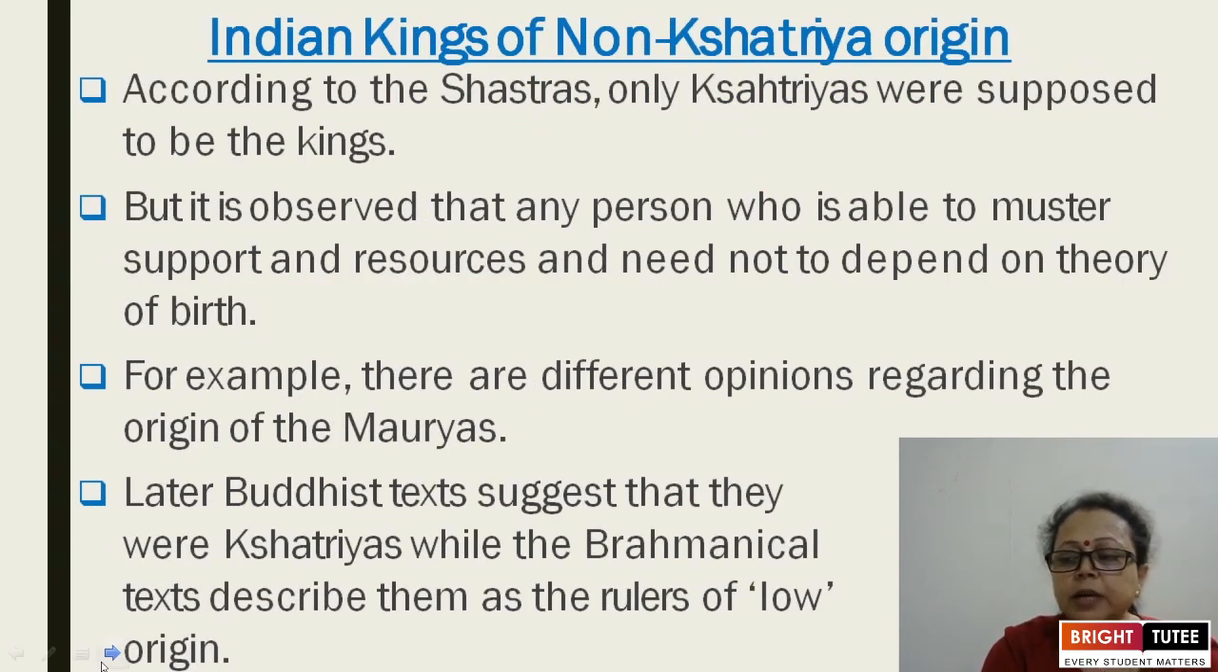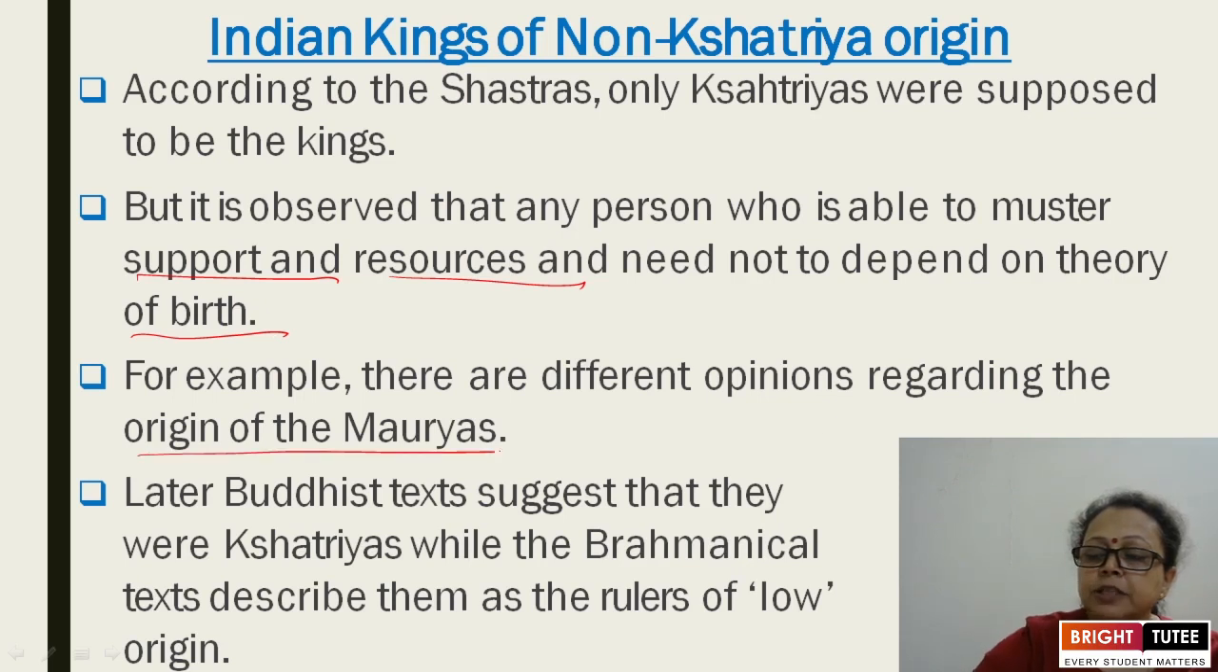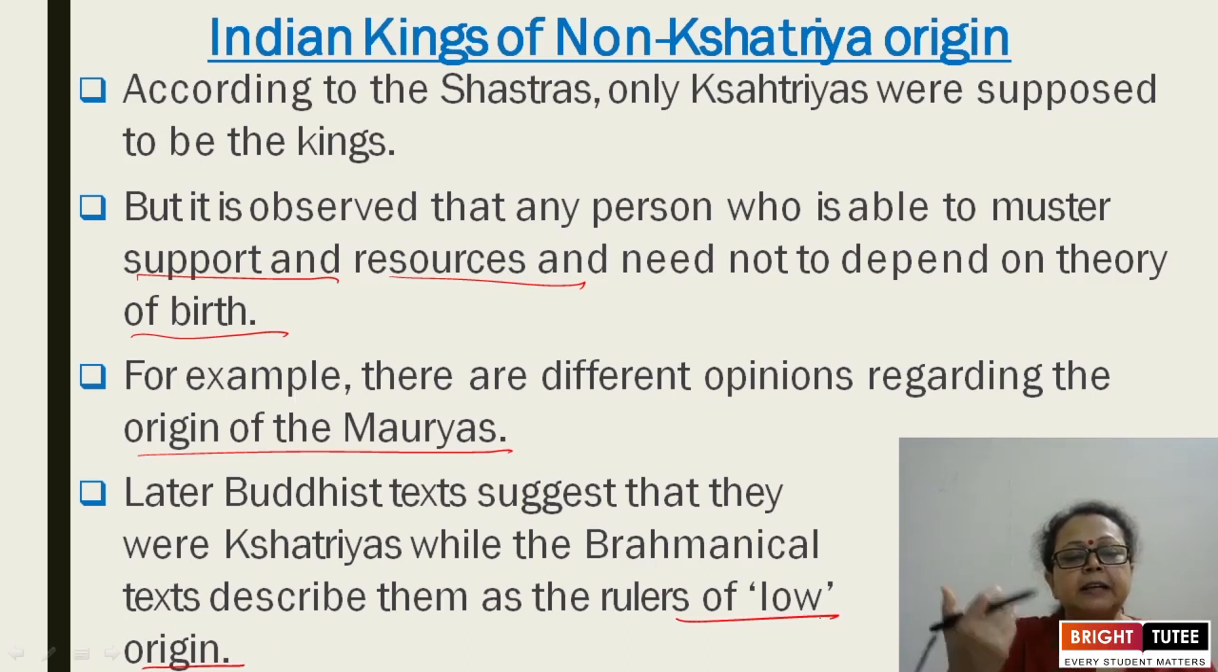According to the Shastras, only Kshatriyas were supposed to be kings. But it is observed that any person who is able to muster support and resources need not depend on the theory of birth. An example is the opinions regarding the origin of the Mauryan dynasty. Chandragupta Maurya did not belong to any Kshatriya clan. Later, one of the Buddhist texts claims that they were from the Kshatriya clan, while the Brahmanical text describes them as rulers of low origin. So there is a controversy if we discuss the social origin and the social order.